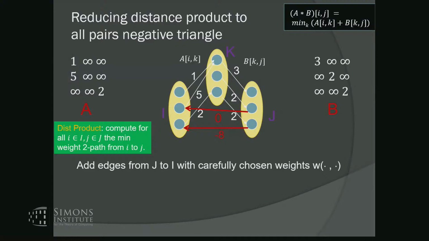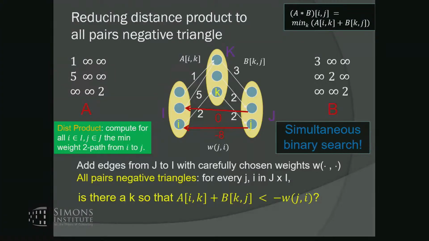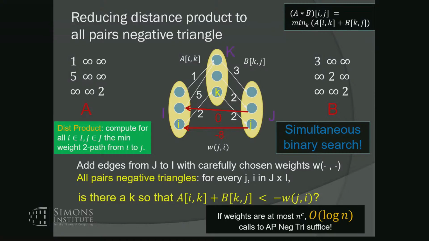Okay, so the way that we're going to do that is we would like to find the special edge weight for each one of these edges going in the backwards direction. And what we're going to do is a simultaneous binary search. That is to say, we're simultaneously doing a binary search over all possible edges in this direction. We only need to repeat this log n times, because the binary search is only going to take log n calls to negative triangle. In the end, if the weights are at most polynomial, then only log n calls to all pairs negative triangle suffice.